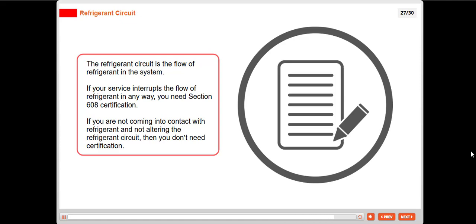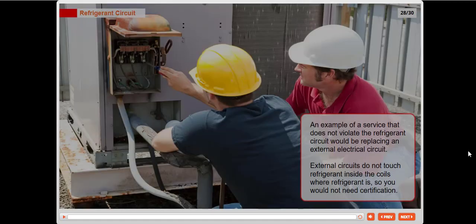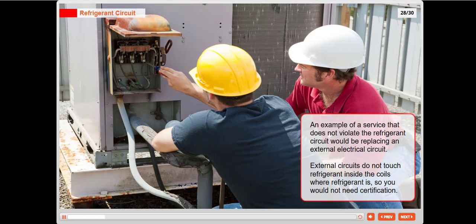An example of a service that does not violate the refrigerant circuit would be replacing an external electrical circuit. External circuits do not touch refrigerant inside the coils where refrigerant is, so you would not need certification.